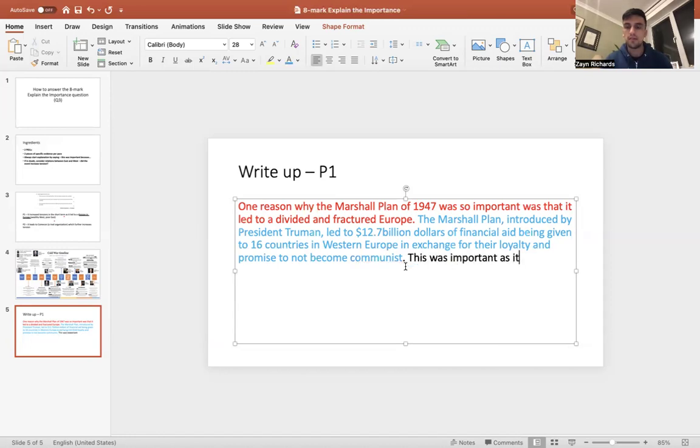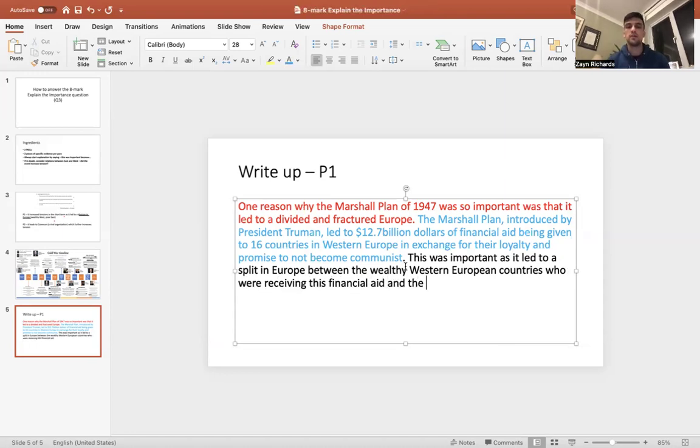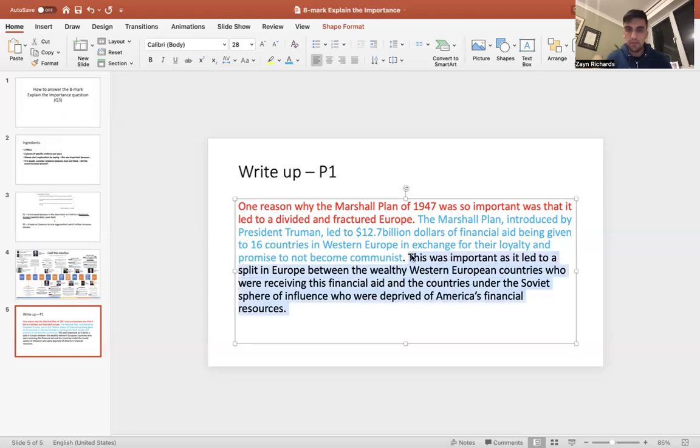important as it led to a split in Europe between the wealthy Western European countries who were receiving this financial aid, and the poorer countries, the countries in the Soviet sphere of influence, who were deprived of America's financial resources. Most people would write that and they'd probably stop. I'm trying to get the highest mark, so I'd probably go further.